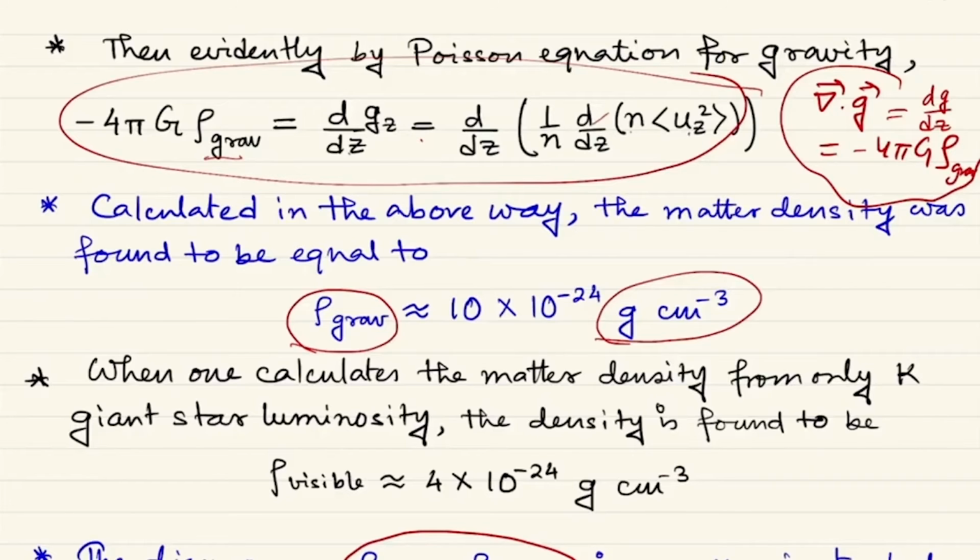You try to understand. But when one calculates the matter density from only K giant star luminosity, that is another homework for you. Because all the assignments consist of only MCQ questions, there are not many interesting calculations or innovative things to ask. So this is my personal request to you, that the things which I ask you to search for during the lectures, please do that. That's how you can really learn astrophysics.